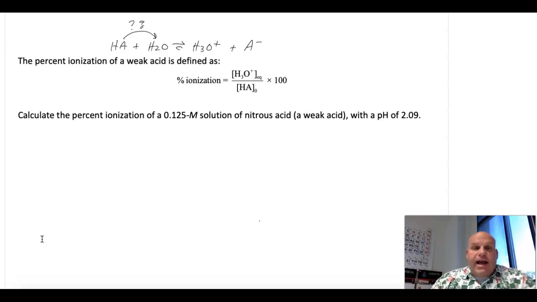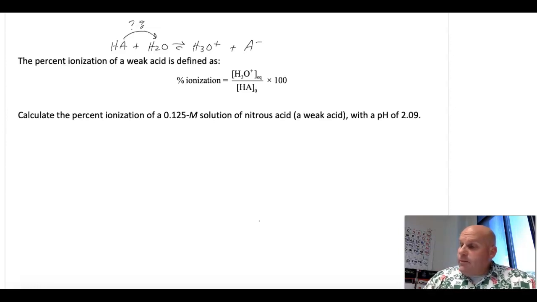How much acid? We know it's less than 100 because it's not a strong acid, but what percentage of that transfers? It's a pretty simple setup, pretty simple formula here. It's the concentration of the H3O plus over the concentration of that weak acid times 100 to make it a percentage. Go ahead and pause the video here and copy this quick practice problem in your notes.